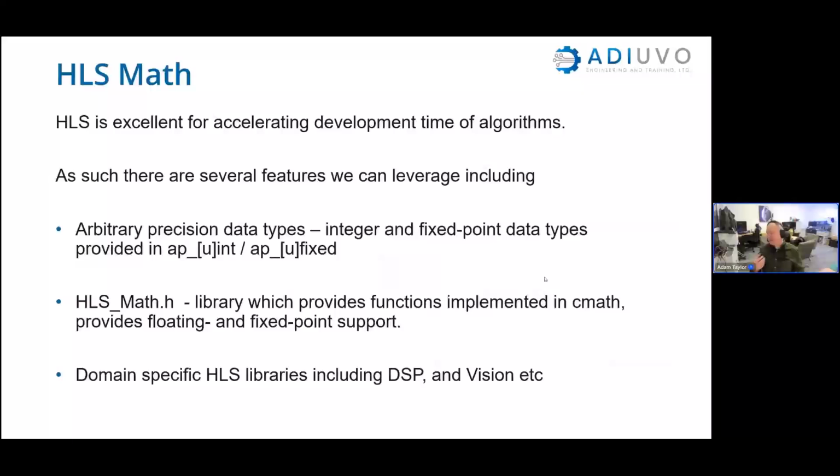Now, one of the things that makes HLS so good is it's provided with arbitrary precision data types. These are data types where we can use the AP integer or AP fixed, and they can be unsigned or signed, and we can have variable width integers or fixed point data types that implement in the logic of the FPGA. These are really quite powerful, and they allow us to do the same thing that we would do if we were writing RTL, but in a slightly different way.